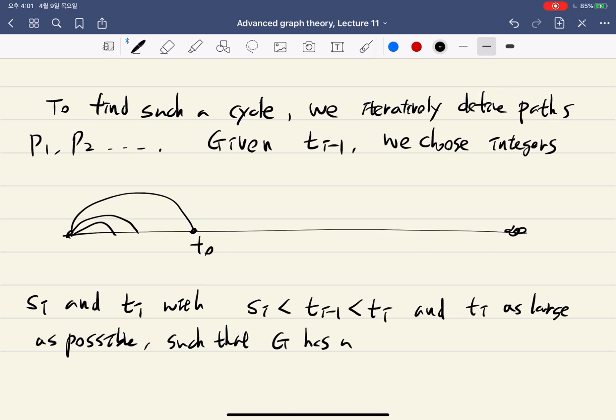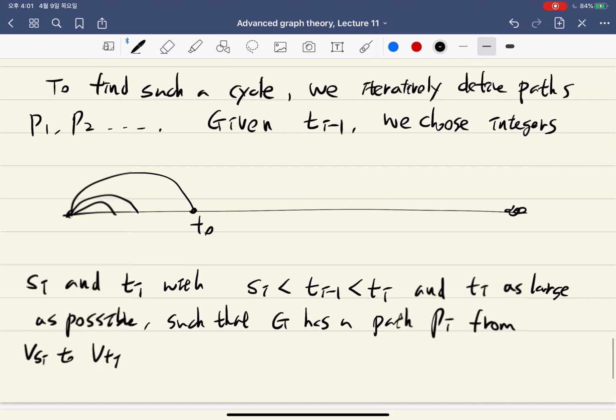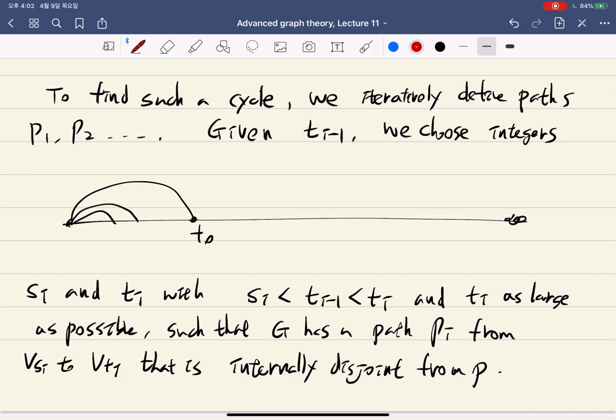G has a path Pi from V(si) to V(ti) that is internally disjoint from P. So what it means is that we choose S1 and T1 and find the path whose internal vertices, that is, the vertices of this path except the two ends, are disjoint from this path P.